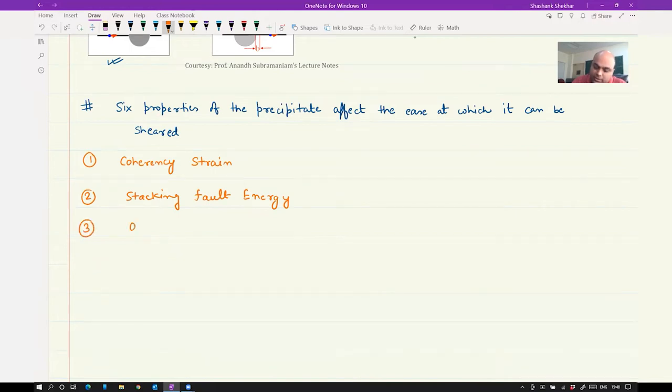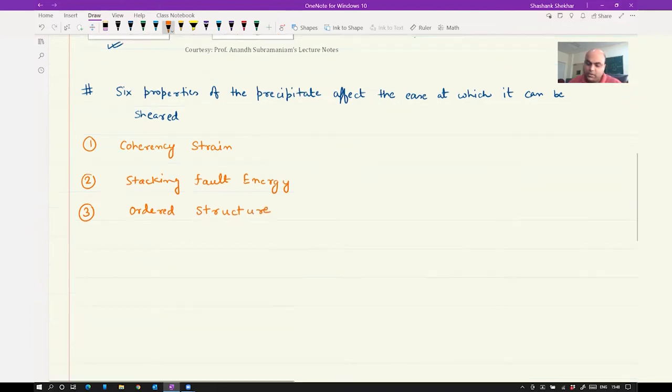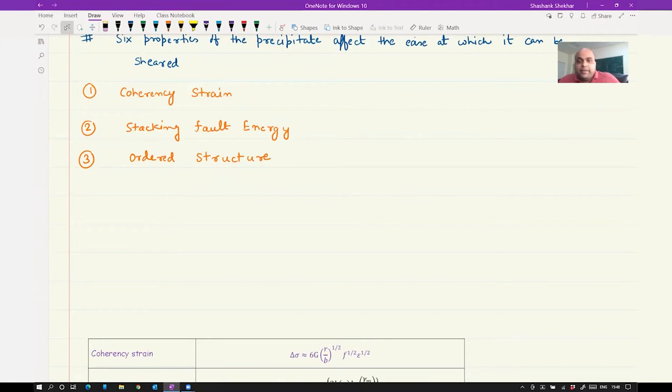Now the third is ordered structure. If the precipitate has an ordered structure, and typically most of the precipitates are going to have some sort of ordered structure, especially Al2Cu and other precipitates, then if dislocations shear them, you are going to introduce anti-phase boundaries. And that will also enhance the strength. Now the fourth one is modulus effect.